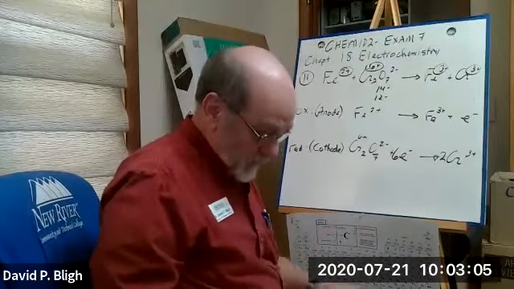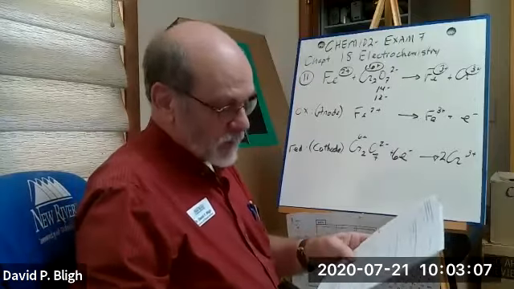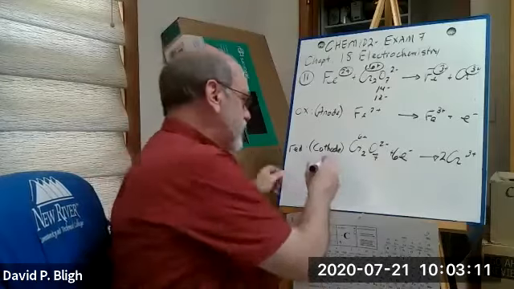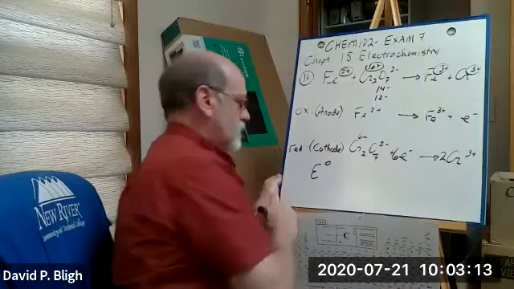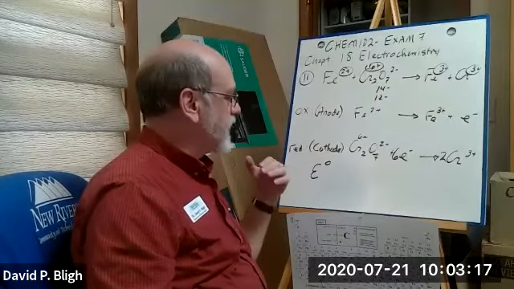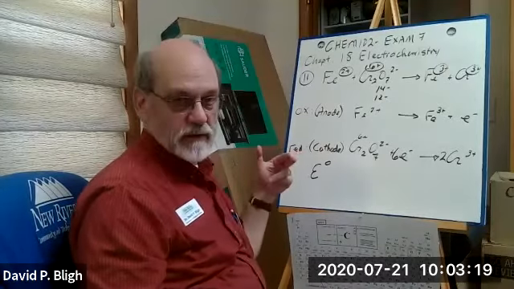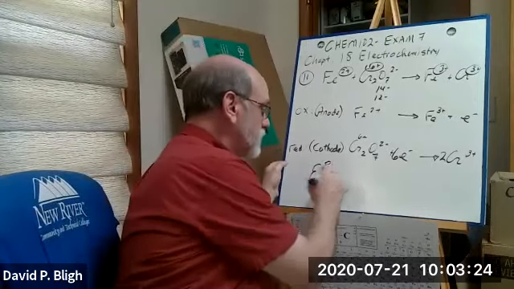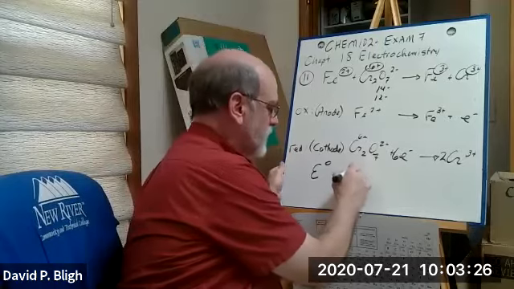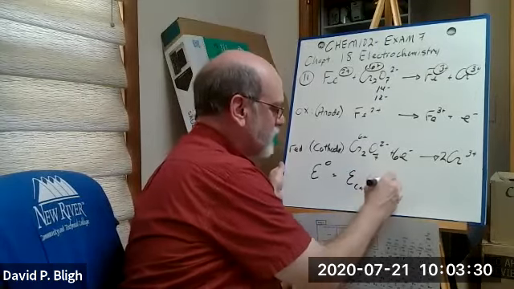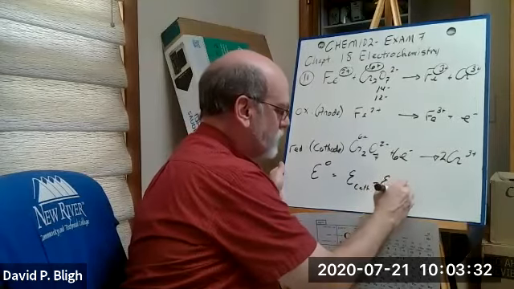So go back to the question. Calculate the voltage for the standard cell. That means this one. Standard conditions. So in this case, all you need to do is identify the anode and cathode, and you can use the formula if you want, which would be what? The electric potential for the cathode minus the potential for the anode.